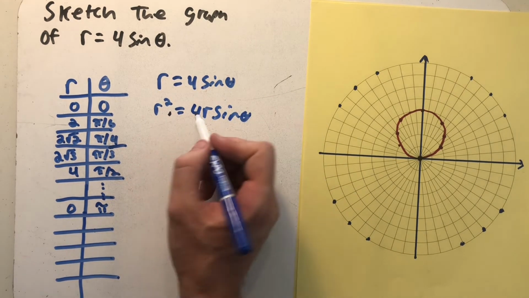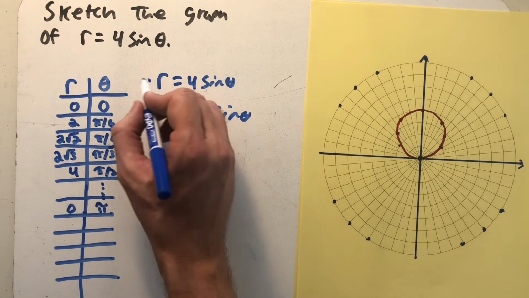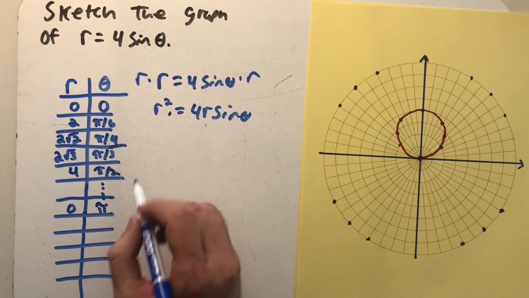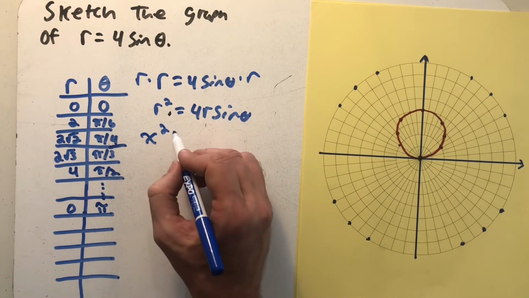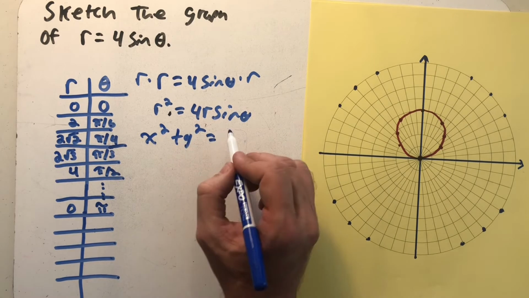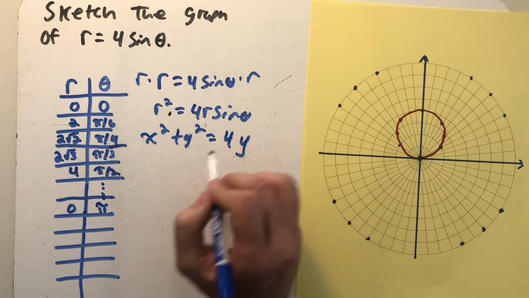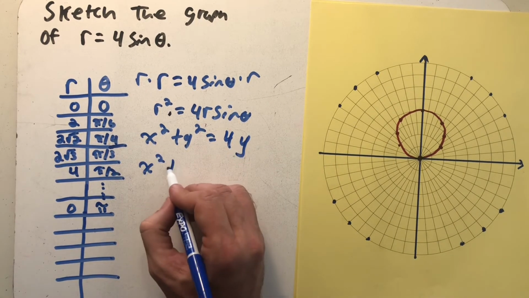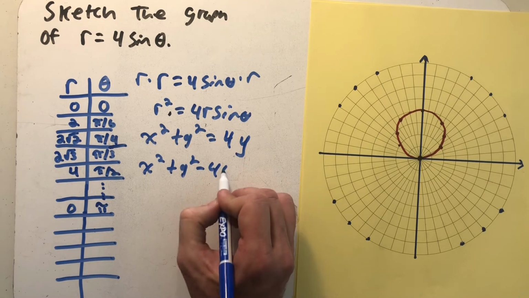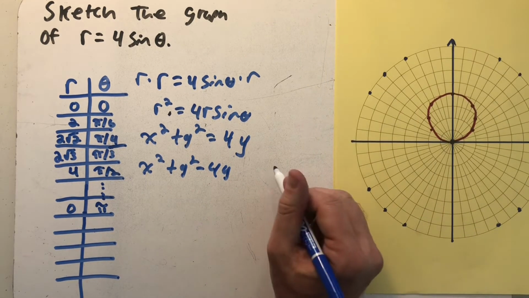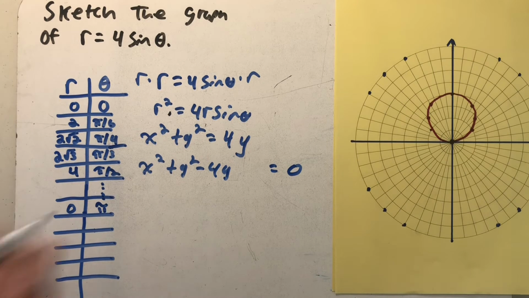r squared is equal to 4r sine theta, if I imagine multiplying both sides of this original equation by r. r squared is x squared plus y squared. r sine theta is y. Getting everything on the same side of the equation, I get the equation of a circle in its general form. I'd rather have it in its standard form.